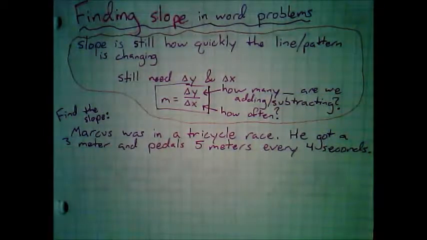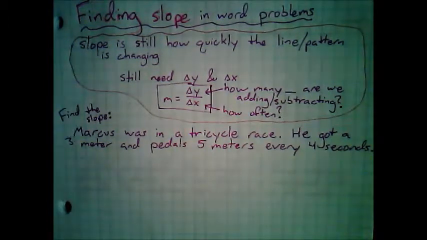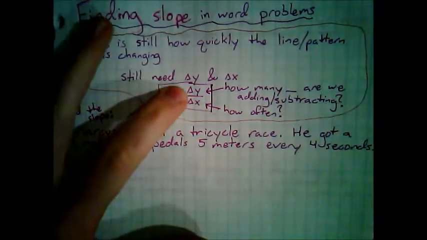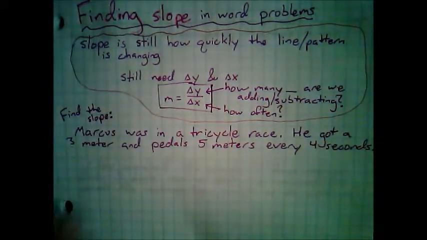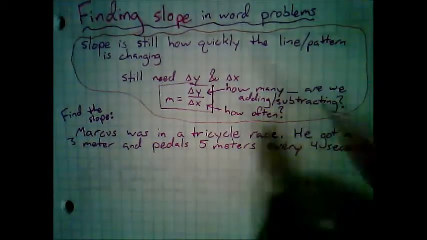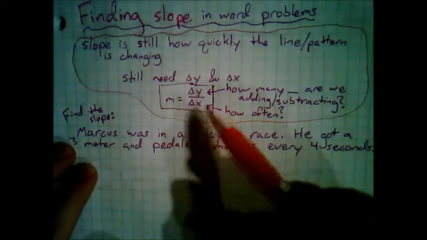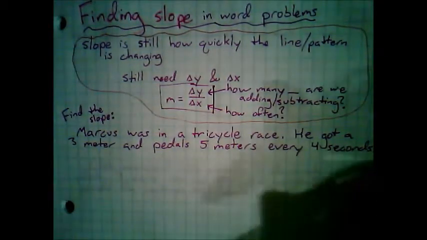If it asks us to find the slope, it's asking us to figure out how quickly this particular pattern or line is changing. So we still need our delta y and our delta x, and slope is still delta y divided by delta x. Okay, how many whatever are we adding or subtracting is our delta y, and our delta x is how often.